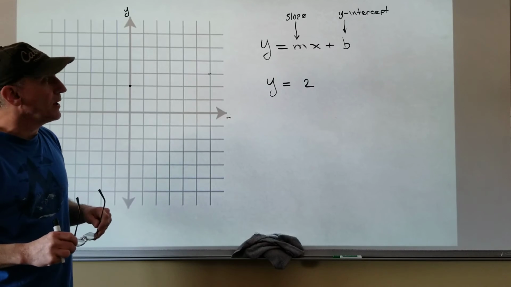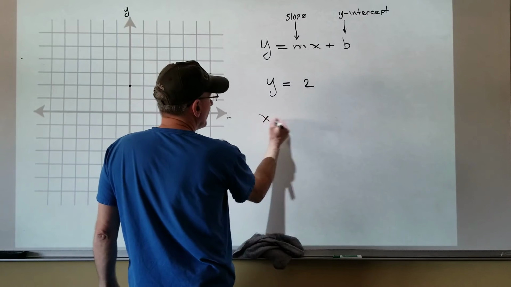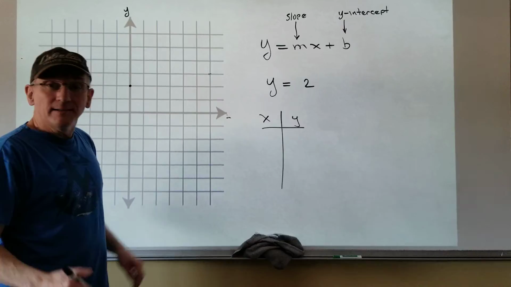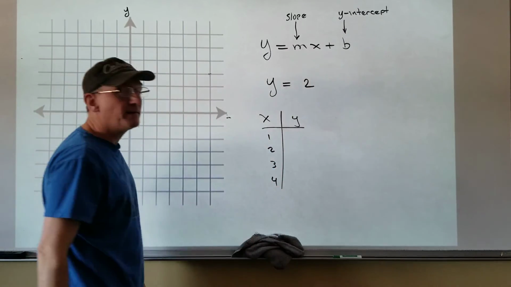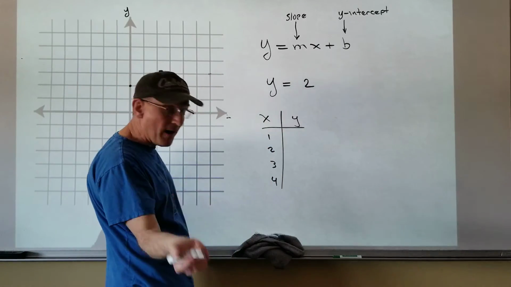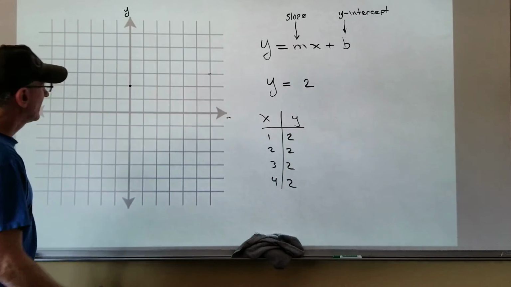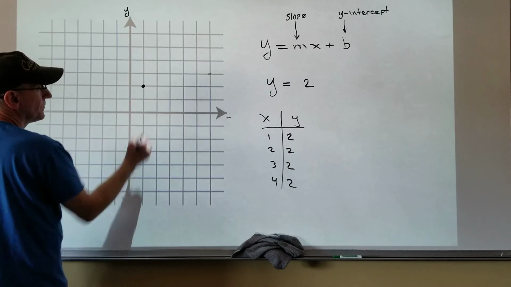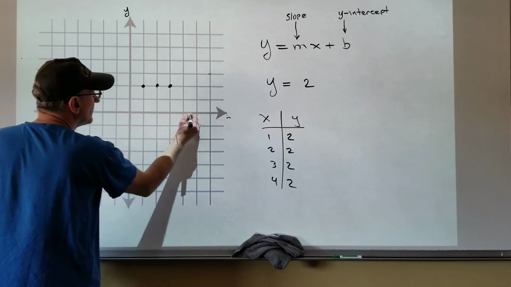So there's 2 ways to explain this. I'll show you my favorite. Imagine that you had a table full of x, y values that you were asked to plot. And the x's can be anything you want. But the y's must, in every case, be 2, like constantly, okay? Where are those going to be? Well, 1, 2 is right here. 2, 2 is right here. 3, 2 is right here. 4, 2 is right here.